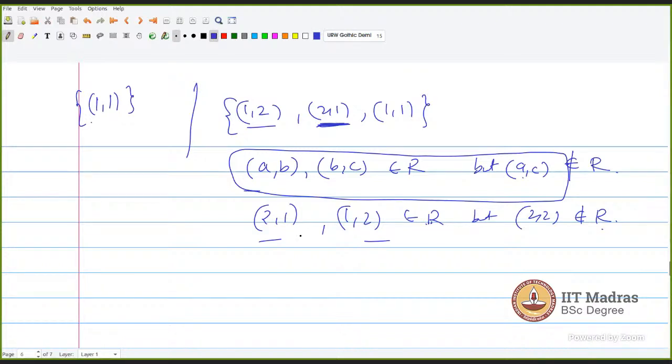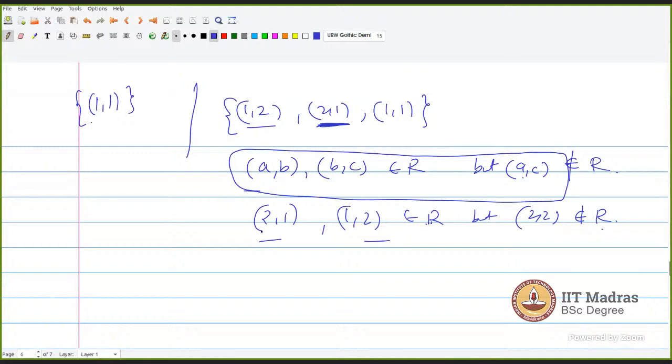Okay, sir. But sir, in this question, if we say that 1 comma 2 is A comma B and 2 comma 1 is B comma C, then 1 comma 1 is A comma C, which is there. Okay, but that is one particular case. That is what I am saying. You shouldn't find one particular case. You should find a case to break this property. Yes, like in a contradictory way.